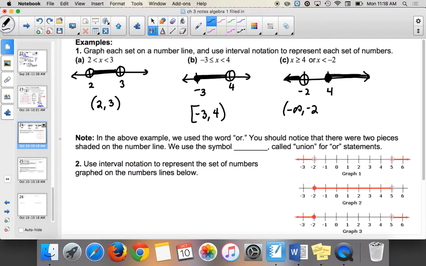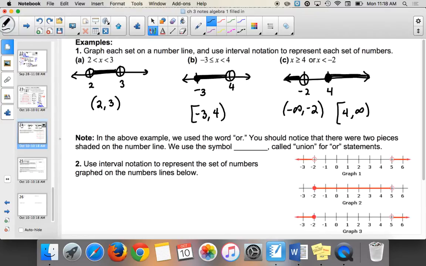Does the -2 have a parenthesis or a bracket? Cam, what do you think? Parenthesis or bracket? -2, parenthesis or bracket? Parenthesis, right? And then the right-hand one is going to look like bracket 4 to infinity, like that.